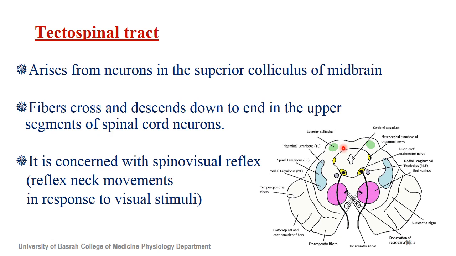It's important for the reflex that takes place in the head and neck in response to visual stimuli. The movement of the head and neck in response to a visual stimulus needs activation of this tract to allow this movement to occur. So this is the most important part of this tract. Visual stimuli come from the visual cortex to the superior colliculus, which sends projecting fibers to the opposite side of the spinal cord to help in the functioning of the reflex called the spinal-visual reflex, which is the reflex of our neck and head in response to visual stimuli. This is called the tectospinal tract.